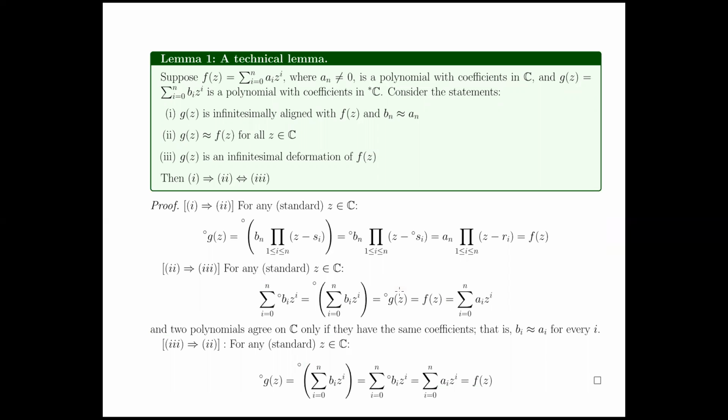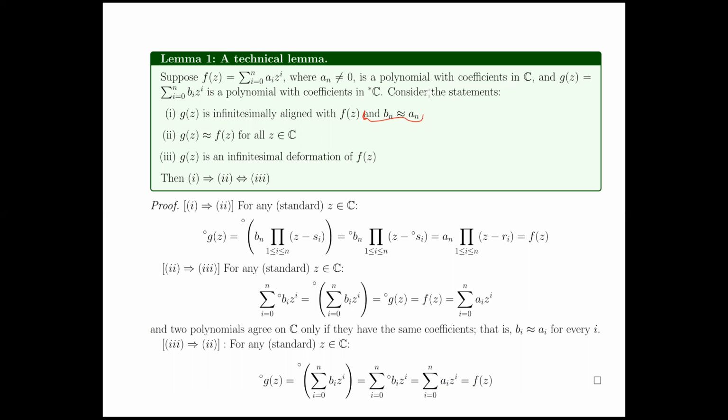First, we need a technical lemma. So if you've got a standard polynomial F and you've got a possibly non-standard polynomial G, consider the following three statements. First, that G is infinitesimally aligned with F. And we need this extra thing. I had uploaded a paper to the archive, and I've had to upload a correction, which I don't know if it's appeared yet, that doesn't have the statement in there. Because if you've got the same roots or infinitesimally close roots, any constant multiple still has the same roots. So you have to pin down and make it a monic polynomial or something. So I needed this extra bit.